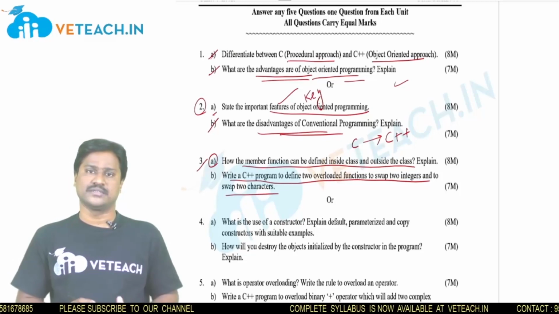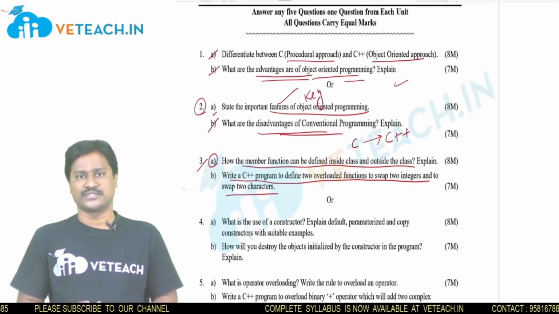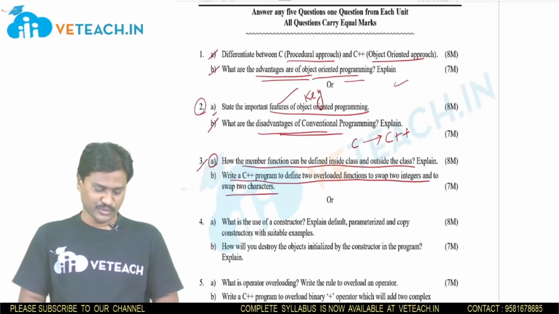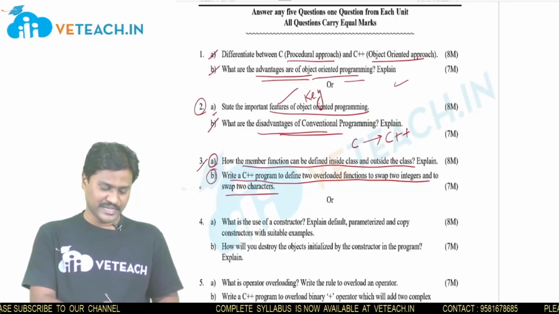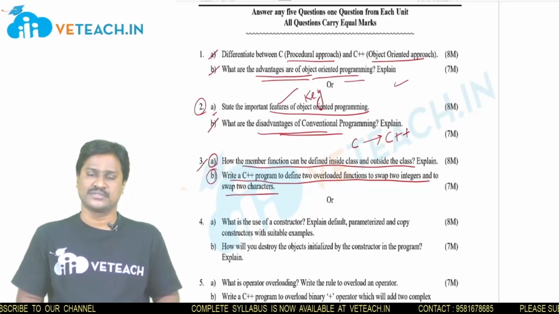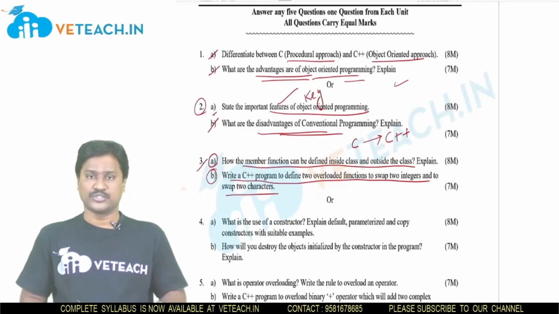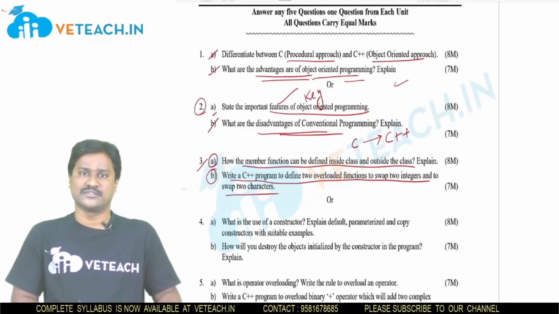Unit 2 syllabus is classes and objects, and constructors and destructors. So questions 3a and 3b are from classes and objects. We'll see how to answer these questions from unit 2.